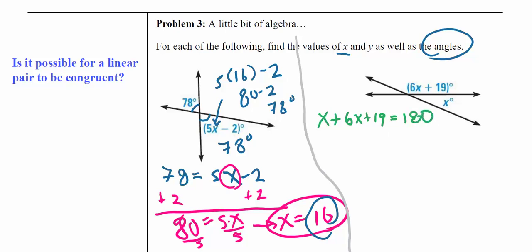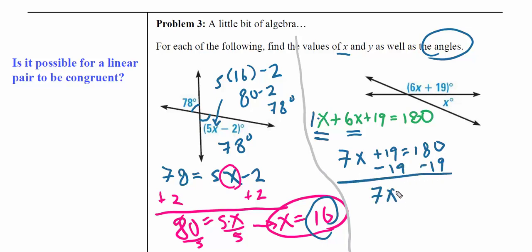We notice two like terms, so I can add these together and I get 7x plus 19 equals 180. We subtract 19 from both sides. Remember, we do the subtractions and additions first. Currently, this x is being multiplied by 7. I only want x. I don't want the 7x. So I divide both sides by 7. This gives me an x value of 23.